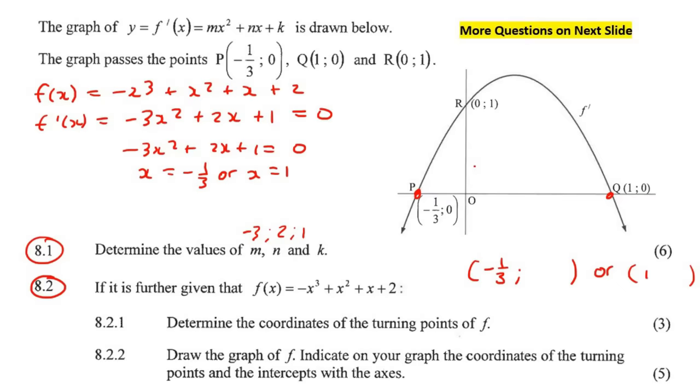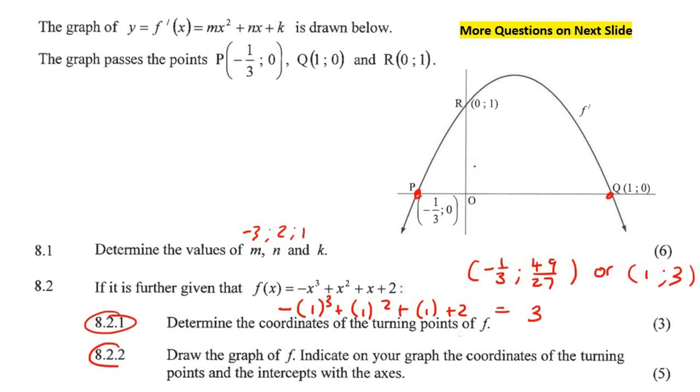So I'm going to plug negative a third into here. So I see there's a negative there. Then I put a bracket, and then I put the x value, like that. And if you go work this out, you end up with 49 over 27. Okay, so that's going to be like that. And then we're going to plug in this x value now, which is a 1. So it's going to be like that, and that'll give us 3. Okay, so 1 and 3. So there's the answers for this question.